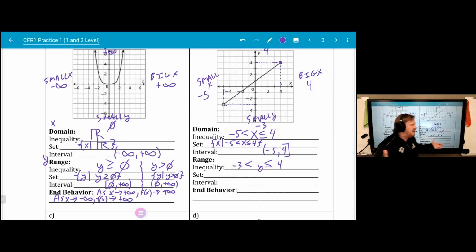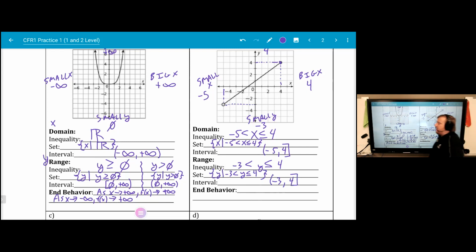And now that I've written my inequality, I've also got set notation. It's a thing of beauty. The set of all numbers y such that y is somewhere between -3 and 4, not including -3, but including 4. Interval notation, once again: write the small number, -3. Write the big number, 4. Can it be -3? No, parenthesis. Can it be 4? Yes, bracket.